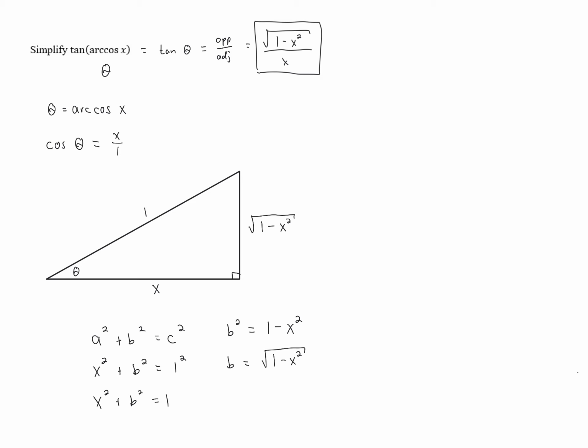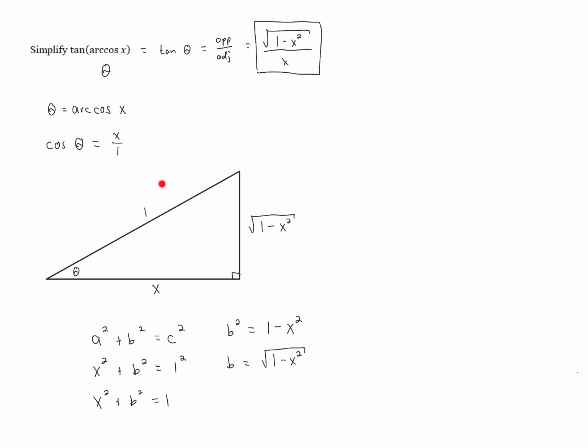With all of these, we end up doing a similar process. We assign theta to be the angle that is the arc cosine of whatever the inside is, or arc cosine, arc sine, arc tangent, whatever the problem gives us. And then we make a right triangle that models this relationship.